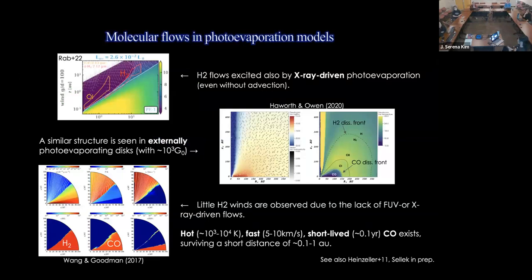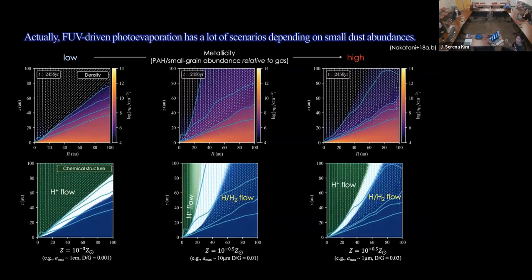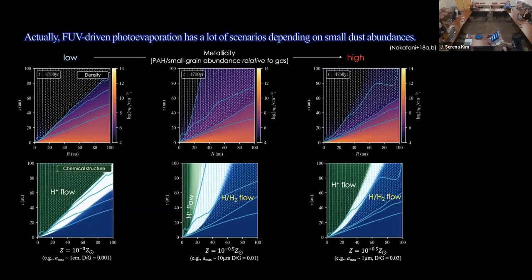And I showed my model predicted FUV-driven molecular photoevaporative winds, but similar results are obtained in the context of X-ray-driven photoevaporation and external FUV photoevaporation. So there are somehow model dependencies, but I think we can expect molecular photoevaporative winds. And there's one caveat for FUV-driven molecular photoevaporative winds. They depend on the small grain abundances.